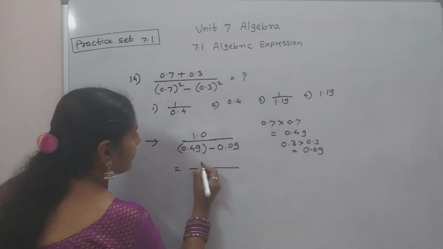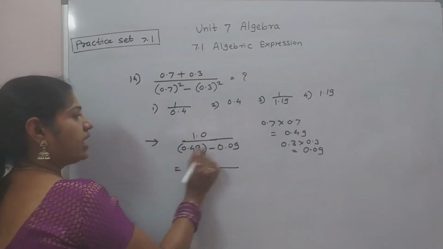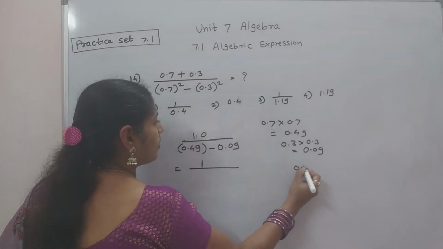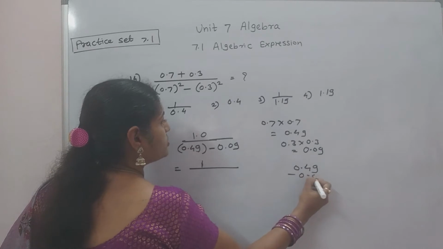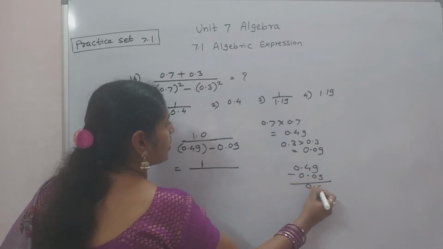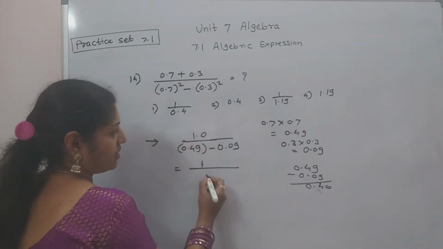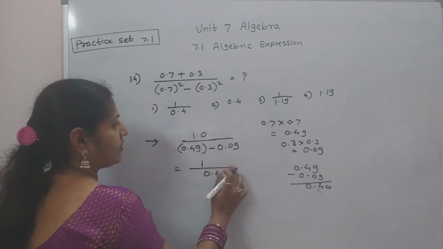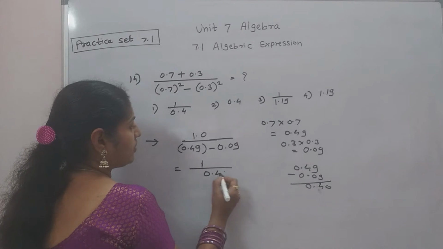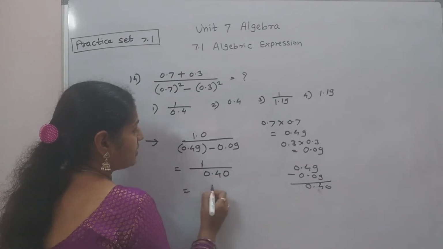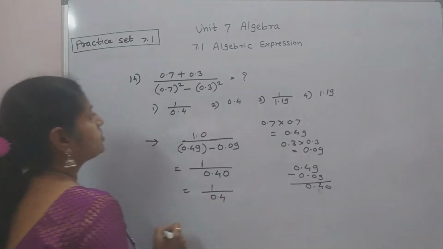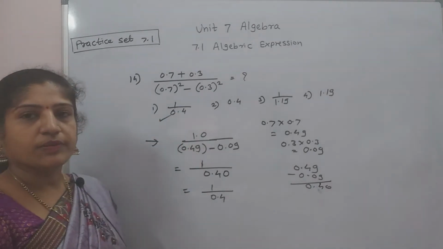1 upon 0.49 minus 0.09, that is 0.40, that is 0.4. 0.40 means 1 upon 0.4. So our answer is option number 1.